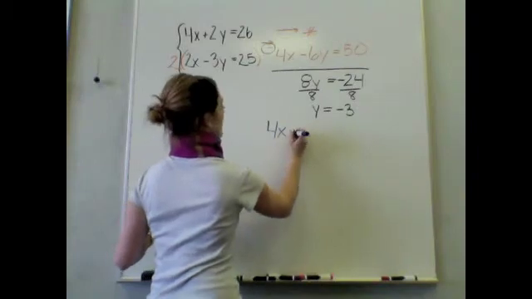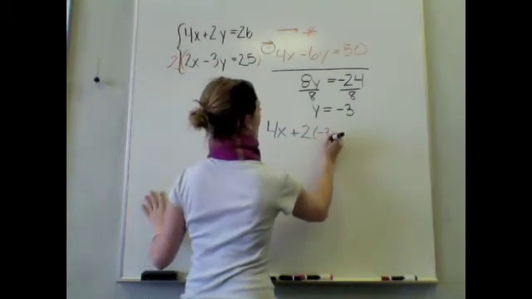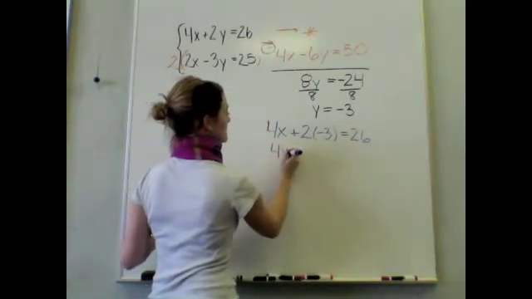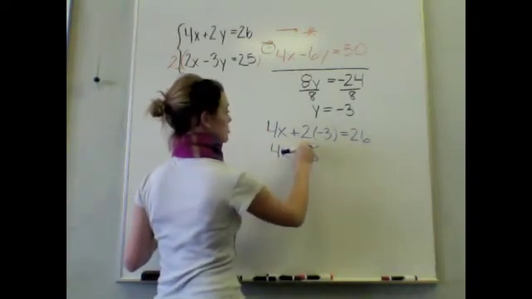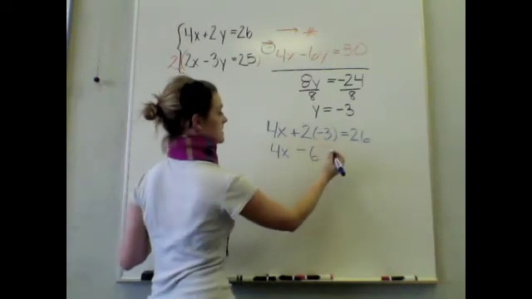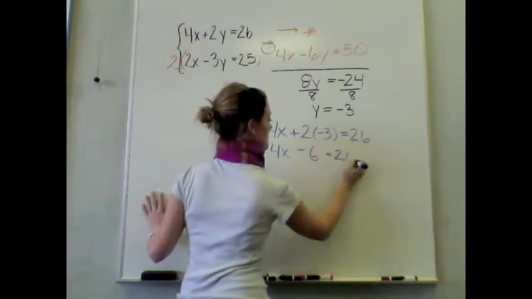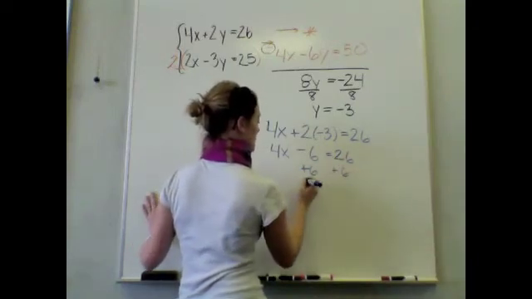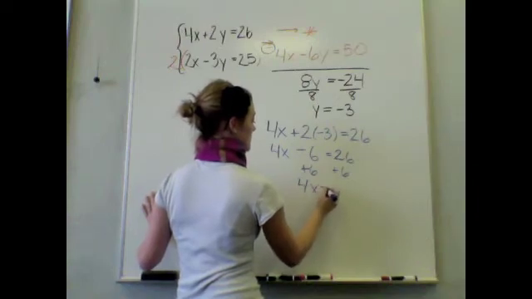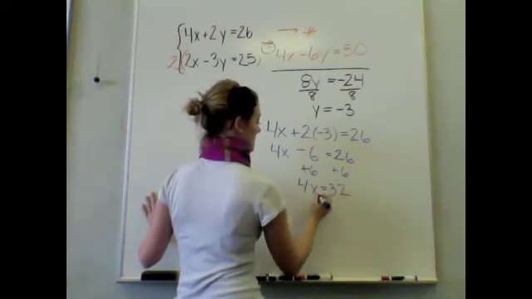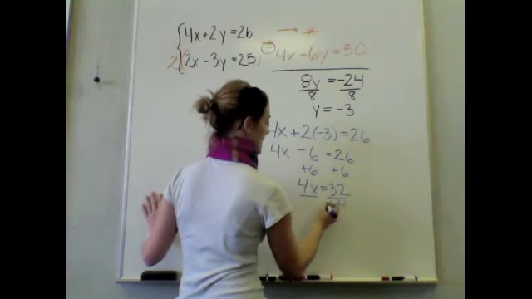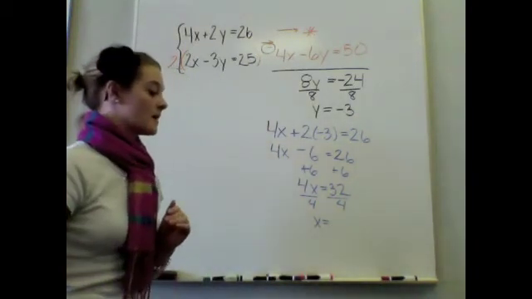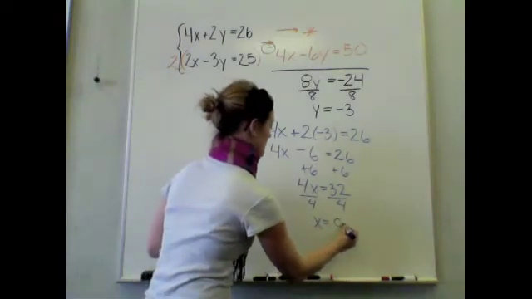4x plus 2 times my y value is equal to 26. 4x minus 6, since 2 times negative 3 is negative 6, is equal to 26. I'm now going to add 6 onto both sides of my equation. So 4x is equal to 32. The last thing I need to do is divide both sides by 4. So I get x is equal to 32 divided by 4, or x is 8.